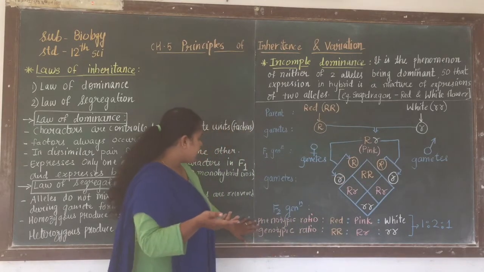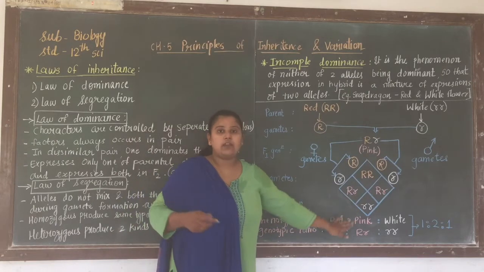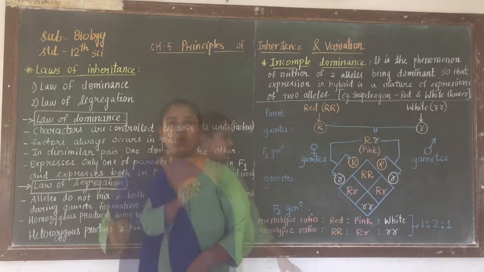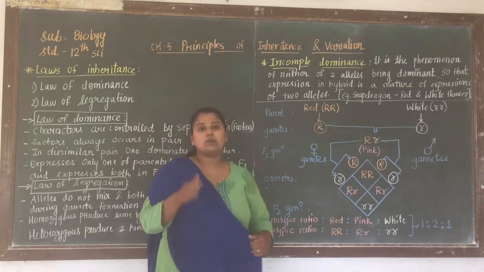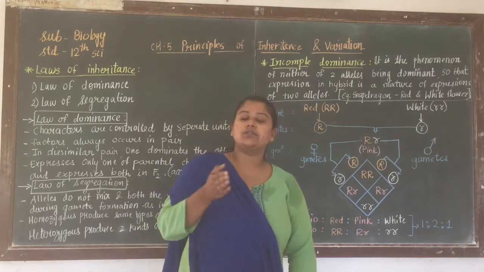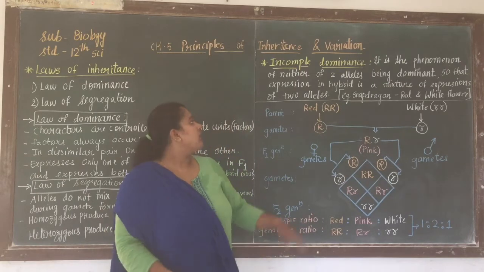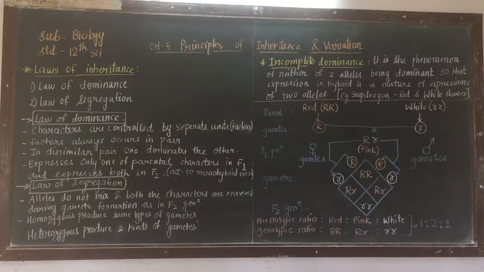And for this reason, we are getting this type of ratio, that is 1 is to 2 is to 1. So in the end, we are getting the phenotypic ratio as red is to pink is to white, and that is 1 is to 2 is to 1. Right? So I hope you are clear with incomplete dominance.